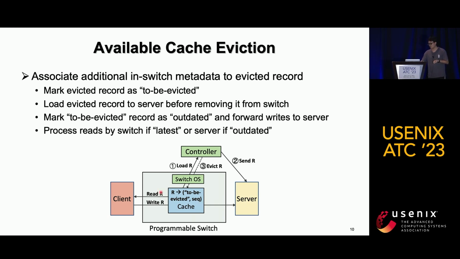Well, for each subsequent read request on the evicted record, if the to-be-evicted record is still latest, the switch can directly reply to the read. But if the to-be-evicted record has been marked as outdated, it means that some subsequent writes have already arrived at the server to update the server-side record. So FarReach will forward the read request to the server to get the latest version for availability. So that's how we fix the availability challenge by available cache eviction.